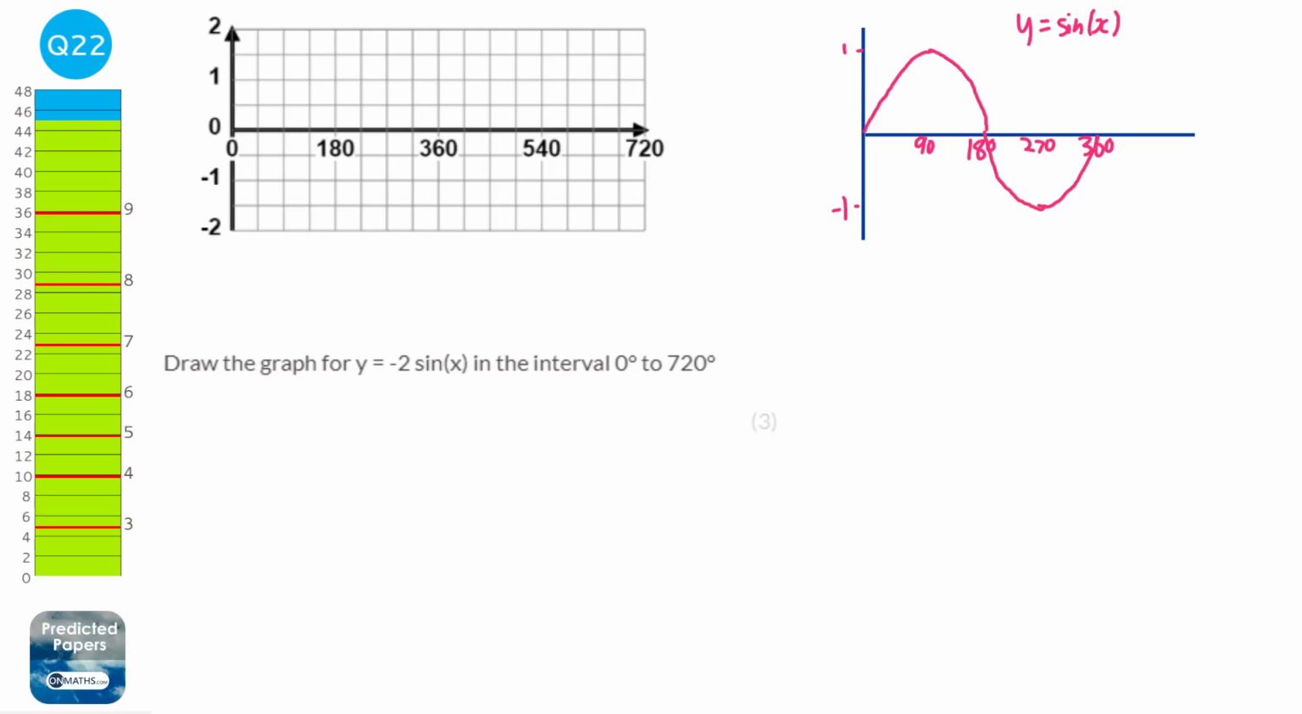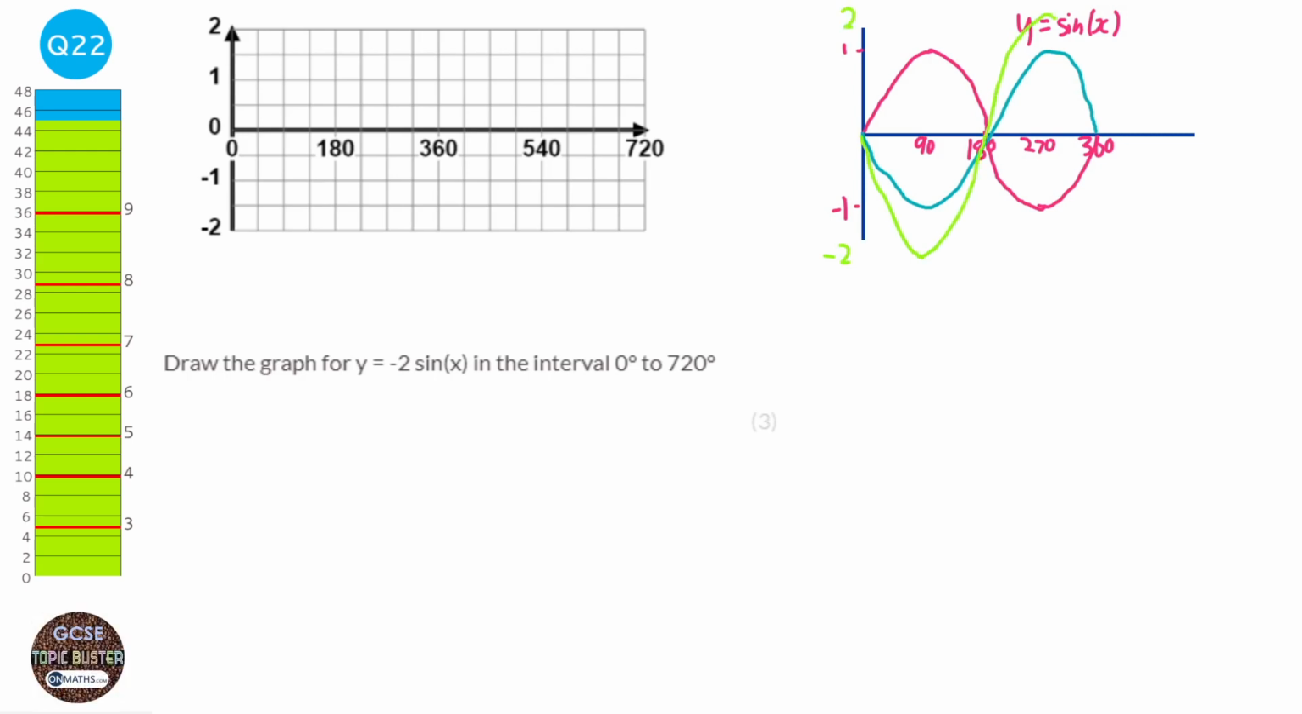So first thing I notice is there is a negative here, which just means it will be flipped in the x-axis. So this would become like this. And there's also a 2 there, so we're multiplying all the y coordinates by 2. So instead of this going down to minus 1, it will start by going down to minus 2, and it will go up all the way to 2.